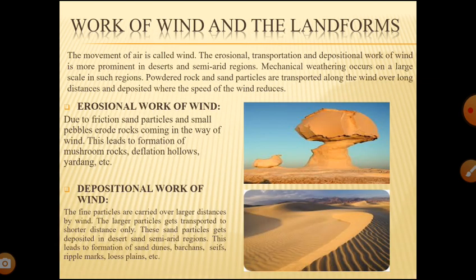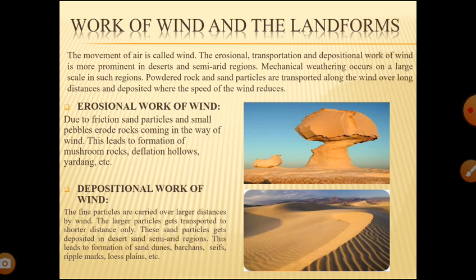Now work of wind and the landforms. The movement of air is called wind. The erosional, transportational and depositional work of wind is more prominent in desert and semi-arid regions. Mechanical weathering occurs on a large scale in such regions.